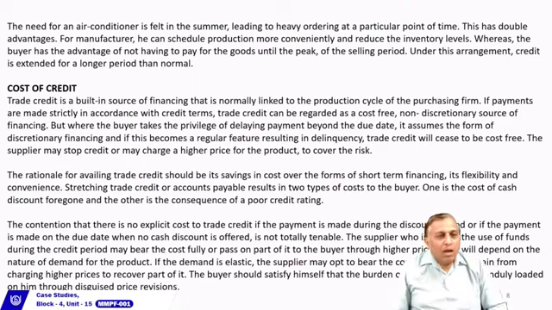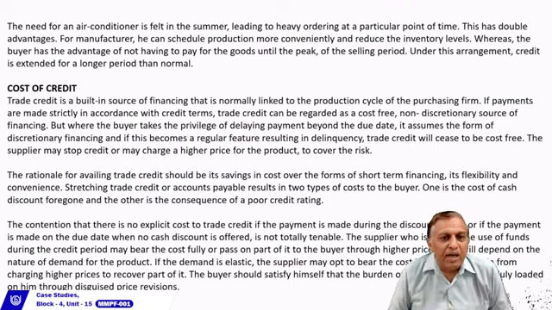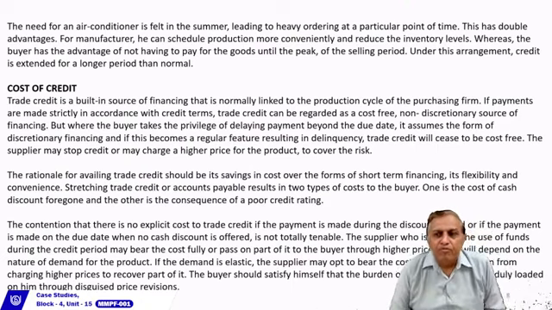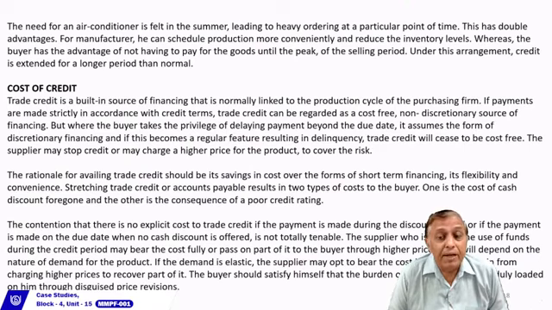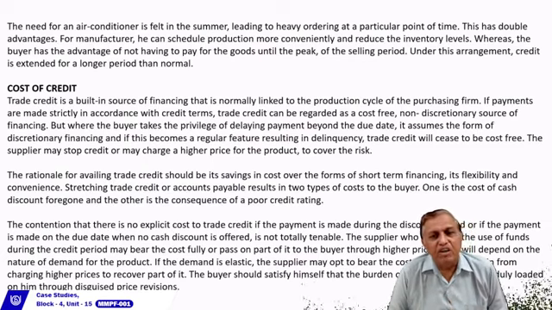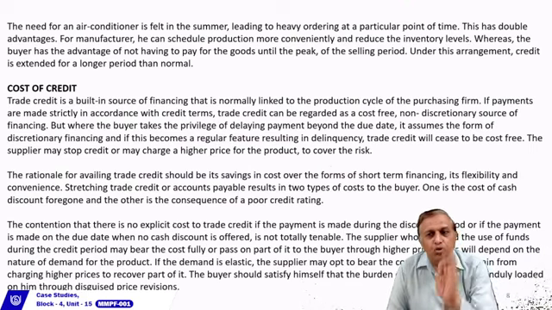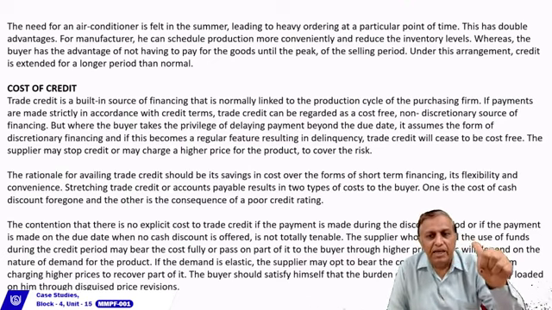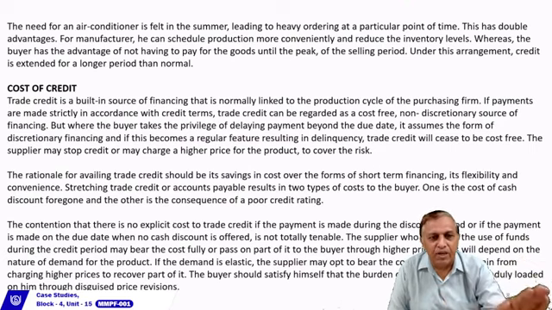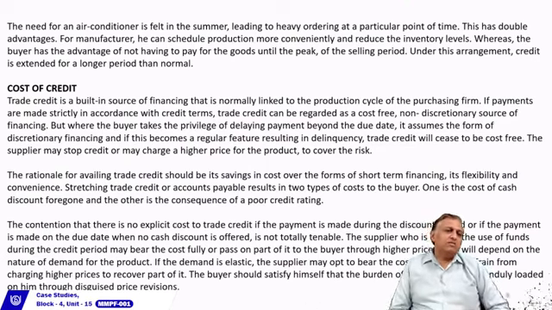Cost of credit. Trade credit is a built-in source of financing that is normally linked to the production cycle of the purchasing firm. If payments are made strictly in accordance with the credit terms, trade credit can be regarded as cost-free. If you make the payment in time, it is cost-free. Non-discretionary source of financing is the second quality, but where the buyer takes the privilege of delaying the payment beyond the due date, it assumes the form of discretionary financing, and if this becomes a regular feature, it results in delinquency. Trade credit will cease to be cost-free. The supplier may stop the credit or may charge a higher price for the product to cover the risk.